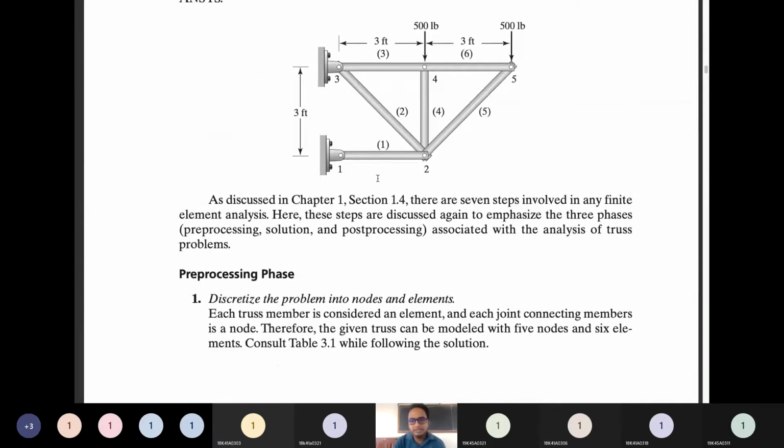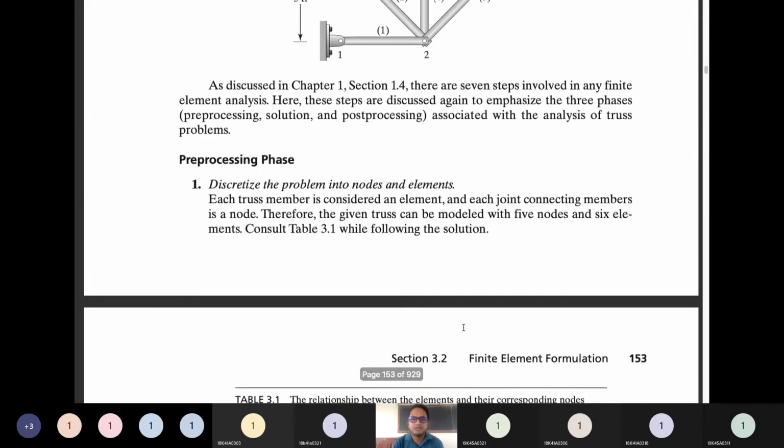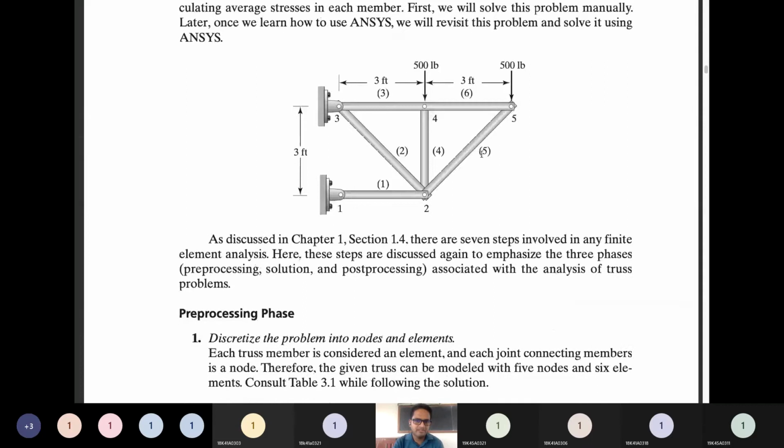Now each element is made up of 2 nodes, so node numbers are mentioned here. Suppose element number 5. As per this table, element number 5 is made by joining node 2 and node 5. So let's cross check it: element number 5 is made up of node number 2 and node number 5.